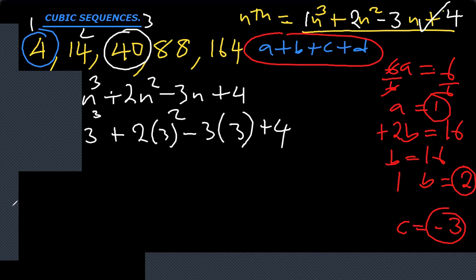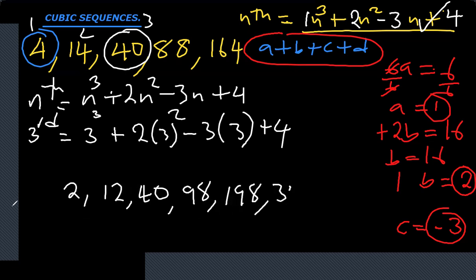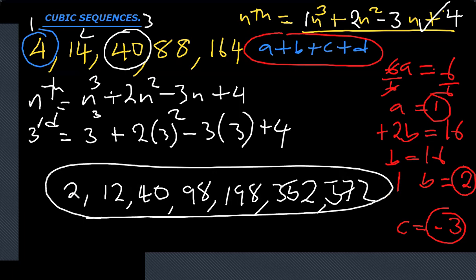Get the nth term: 2, 12, 40, 98, 198, 352, 572. Please try this. Get the nth term formula for this sequence.